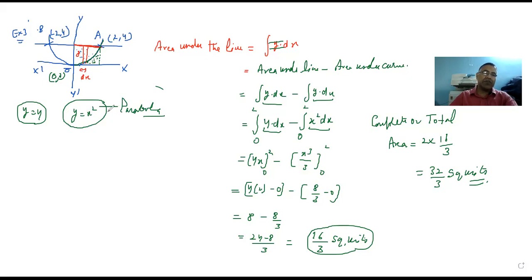He has given you the equation of a parabola and a line. So you have to make a parabola. If you make a parabola by taking the points in y is equal to x square, you will get this curve only.